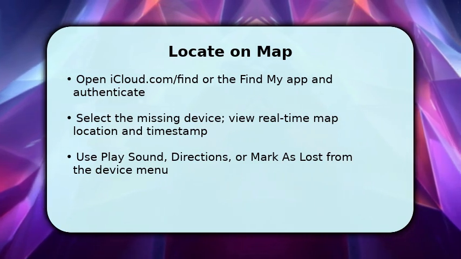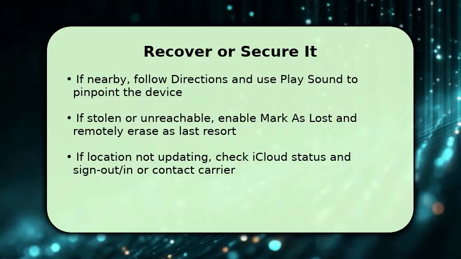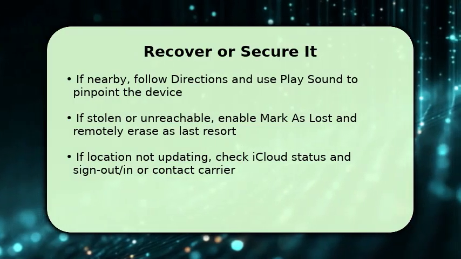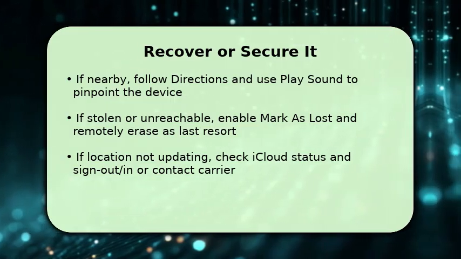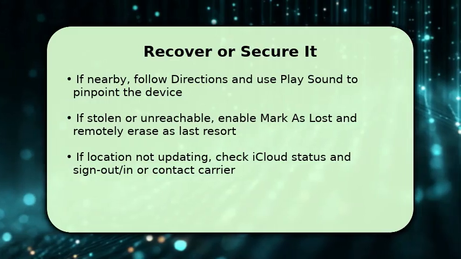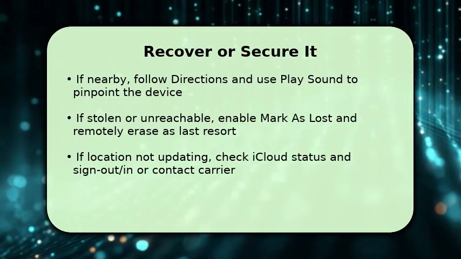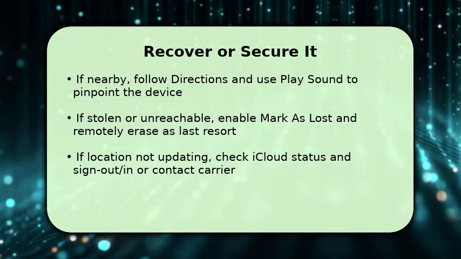You now decide. Recover the phone in person if the map and sound pinpoint it, but approach safely and avoid confrontation. Once at the location, use directions, then play sound to locate it precisely. If you can't retrieve it, immediately enable Mark as Lost to lock the device and show contact info. Only use Erase iPhone if recovery is impossible because Erase removes location capability.